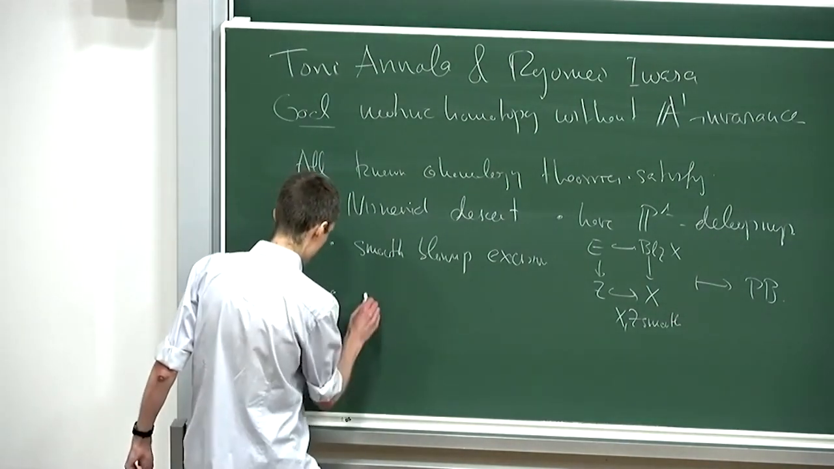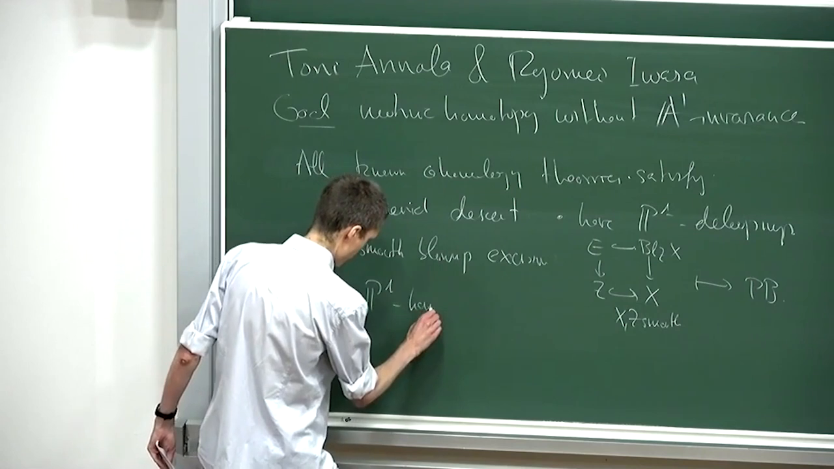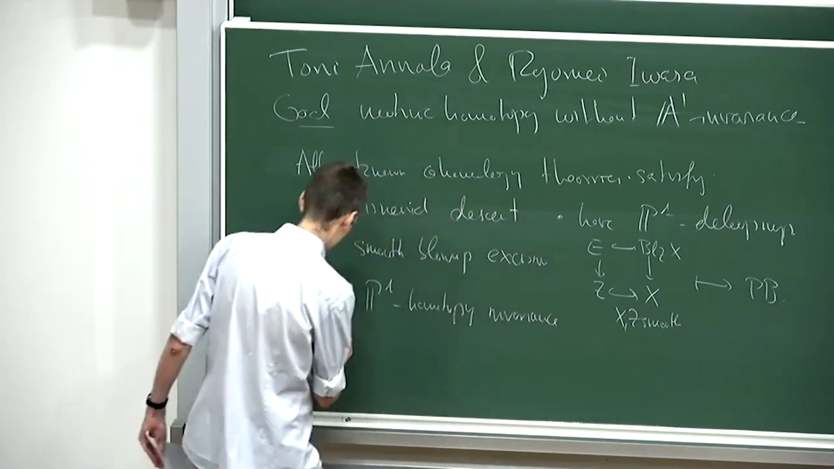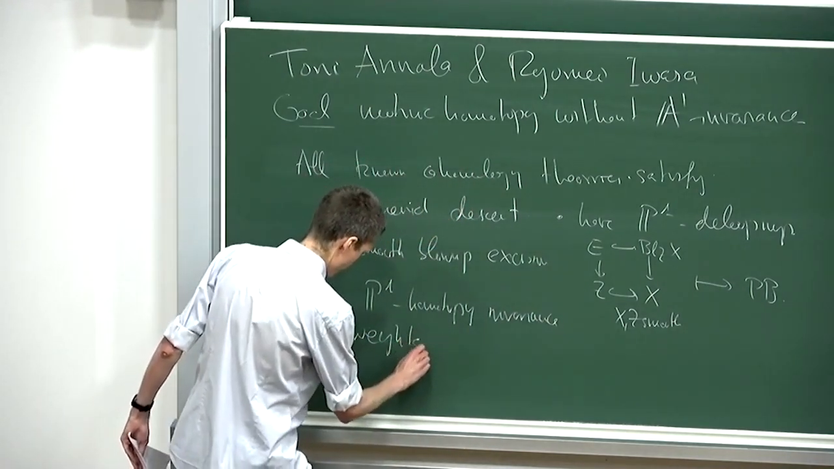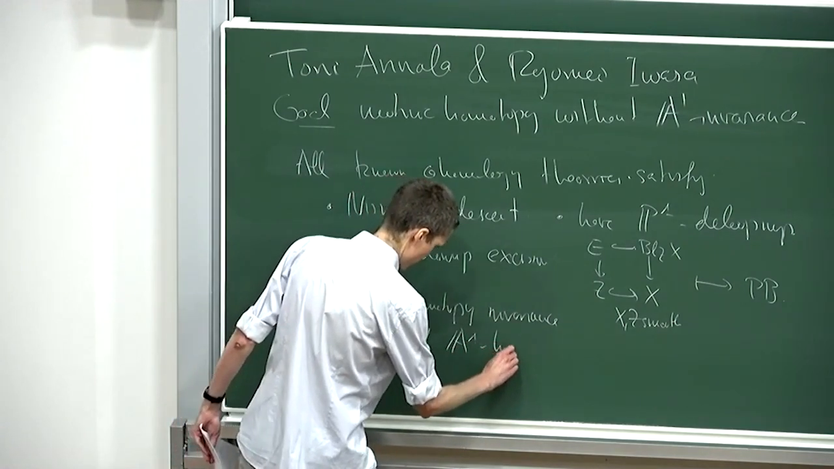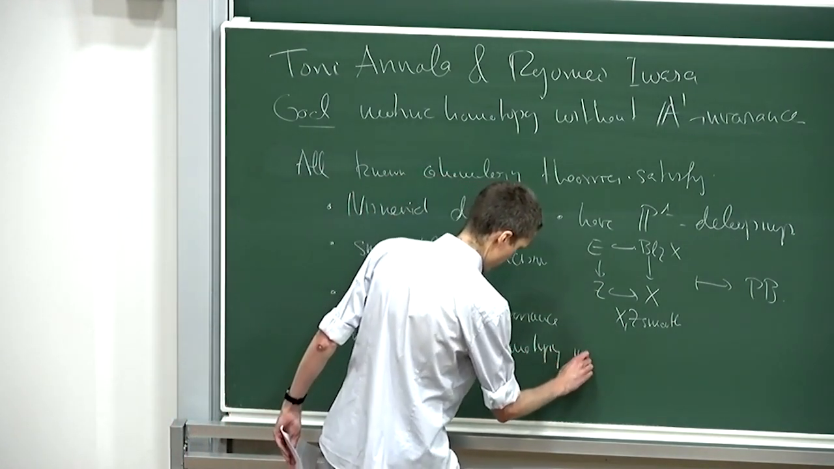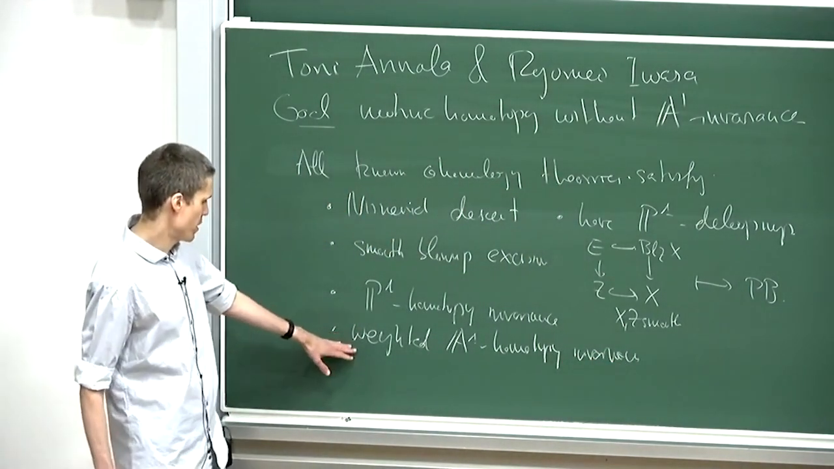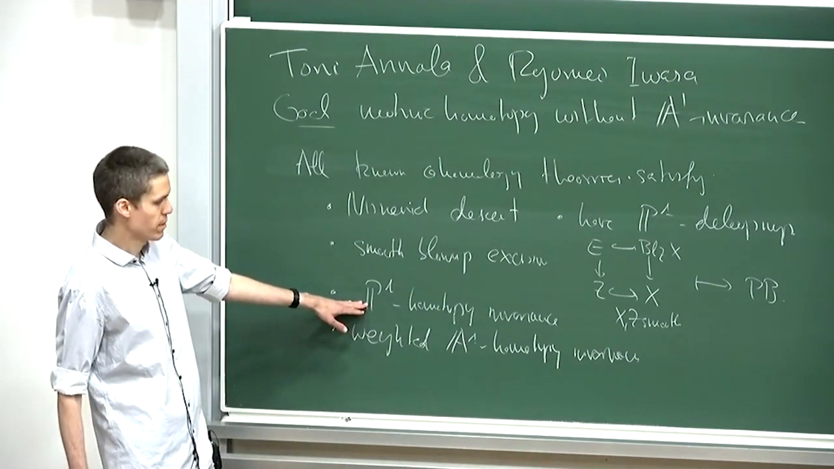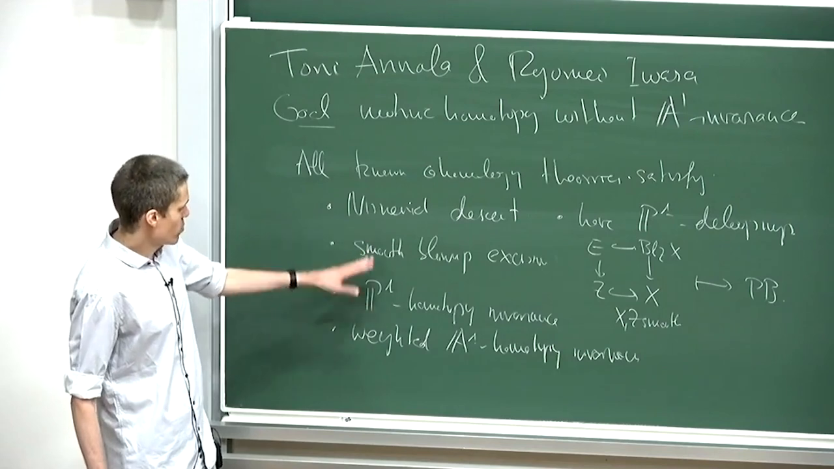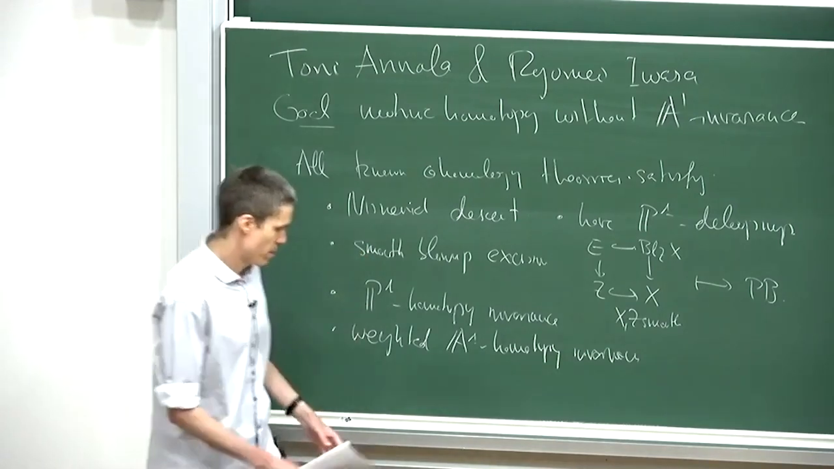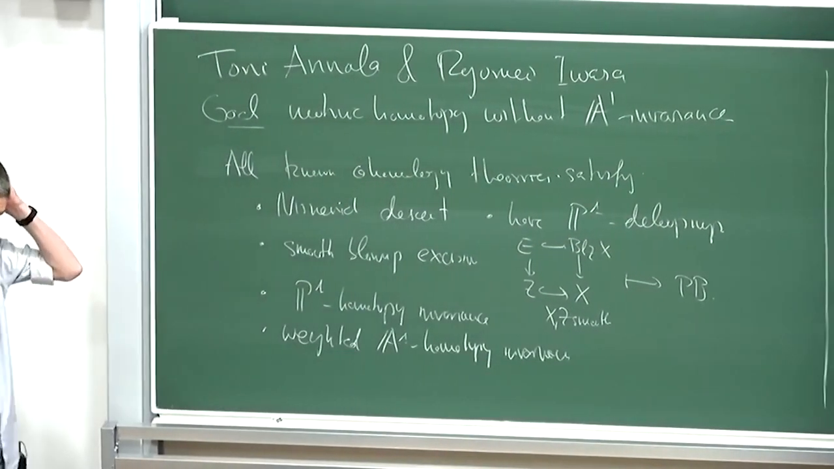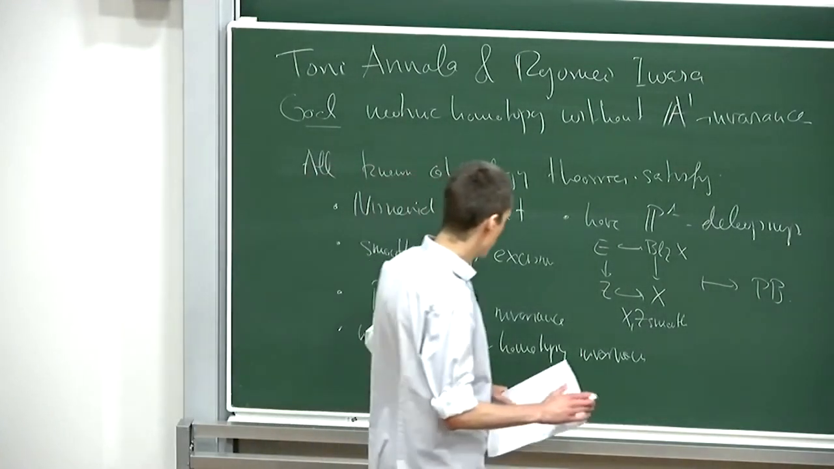Okay, and then other properties which are very similar to A1 homotopy invariance are P1 homotopy invariance and weighted A1 homotopy invariance. I'll explain what I mean by these two things. Weighted A1 homotopy invariance is actually just a special case of P1 homotopy invariance. But all of these cohomology theories are P1 homotopy invariant. So the obvious thing which you would like to do is A1 homotopy theory, but using P1 homotopy invariance instead of A1 homotopy invariance.